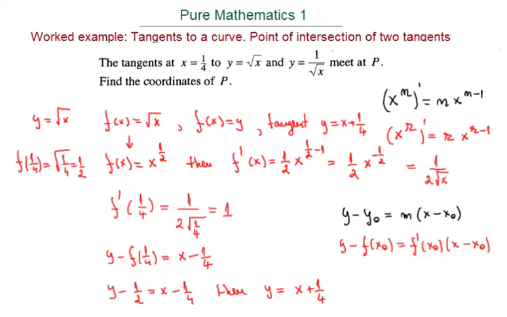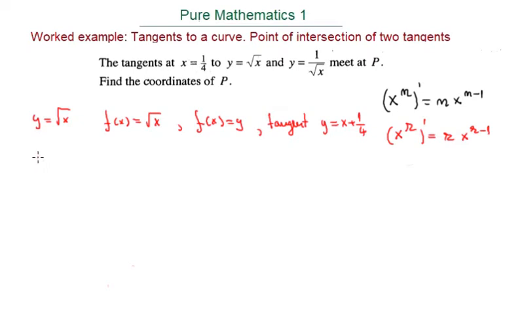And we can start working on our second tangent. The equation for the second curve is y equals 1 over the square root of x. And we will also construct a function for this, g of x, which is equal to 1 over the square root of x. And we can also rewrite this using fractional indices. The square root of x was x to the power of 1 over 2. 1 over the square root of x will be x to the power of minus 1 over 2. And now it's time to find the tangent.